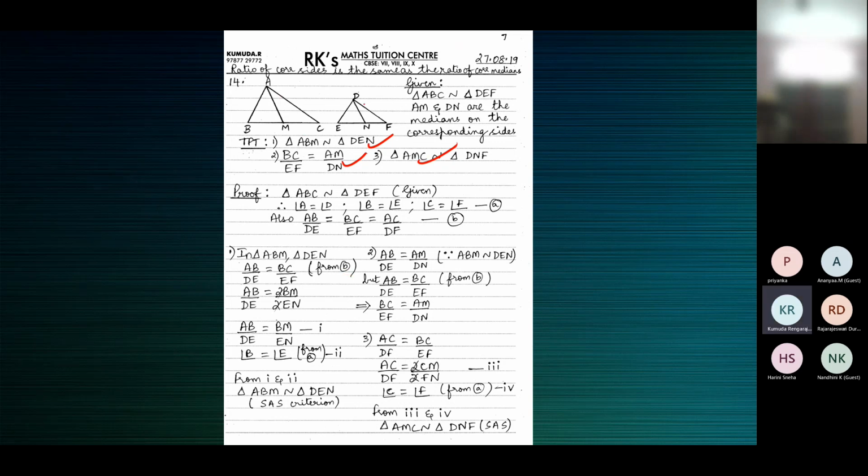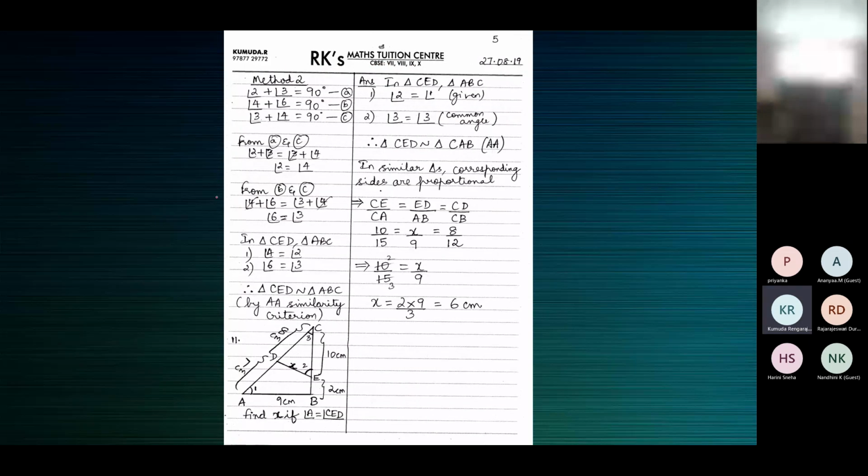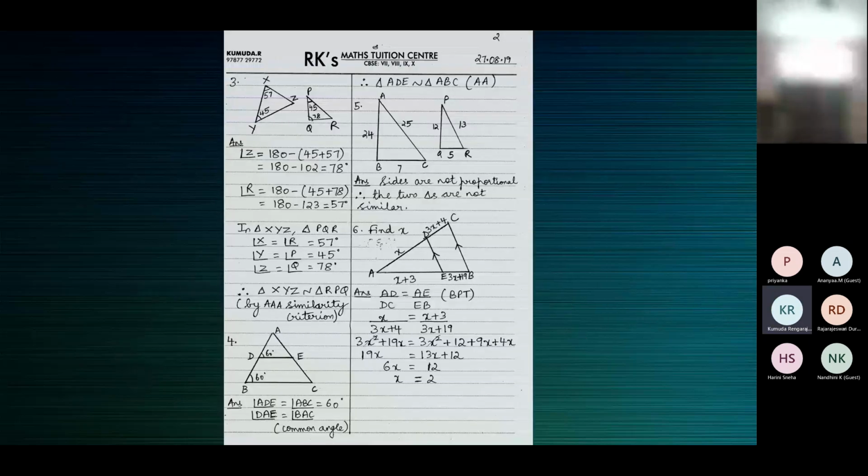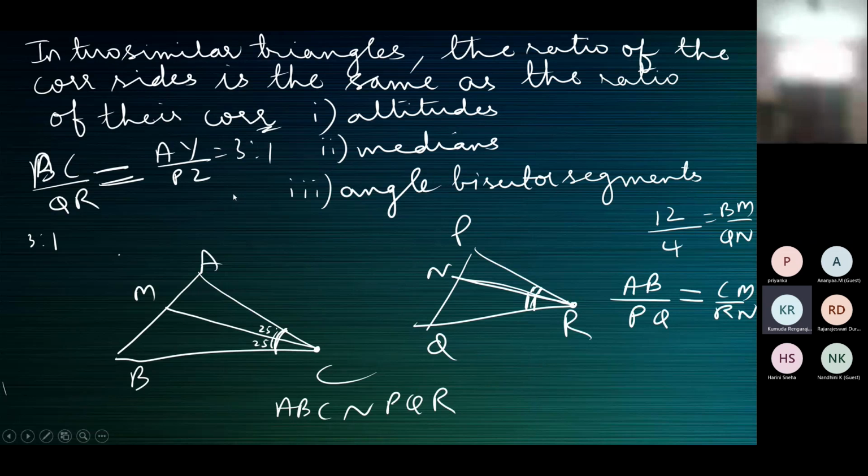I think I asked you to write a statement now, no? Just erase that. I've written prove that here itself. I told you the three results. I hope you have taken down this one. These are the results. In two similar triangles, the ratio of the corresponding sides is the same as the ratio of their corresponding altitudes, medians, angle bisector segments.